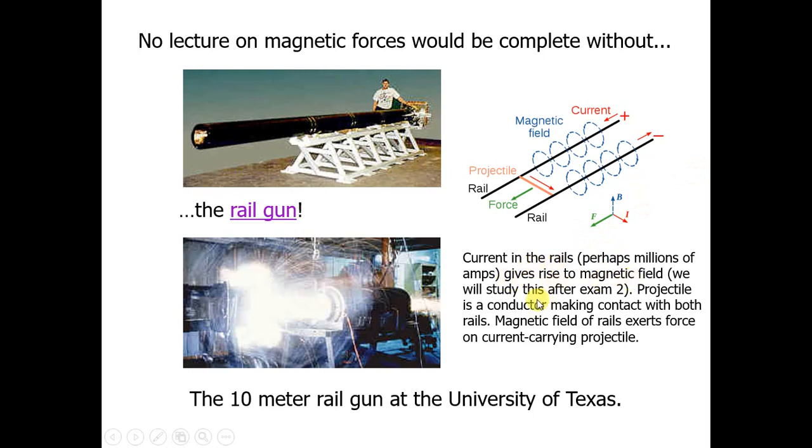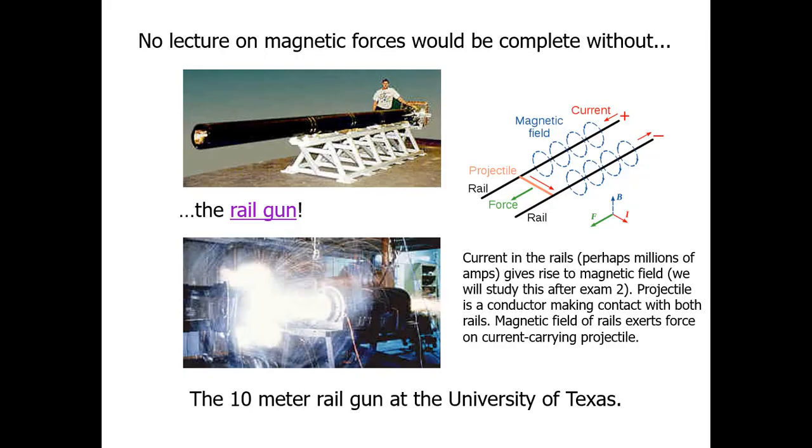We will study this after exams. The projectile is a conductor making contact with both rails. The magnetic field of the rails exerts a force on the current carrying projectile. So this is the 10-meter railgun at the University of Texas. How much length is that? 10 meters long. So see here, this is our railgun.